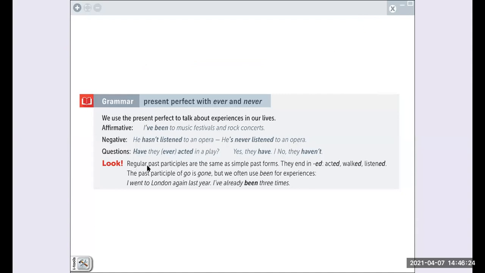Okay, so it says, regular past participles are the same as simple past forms. As I said before, we have worked in the past simple, and for the past participle it is exactly the same, worked, because this is a regular verb. But for the irregular verbs, we need to change the verb. So you need to learn the past participle forms of the irregular verbs. It says the past participle of go is gone, but we often use been for experiences.